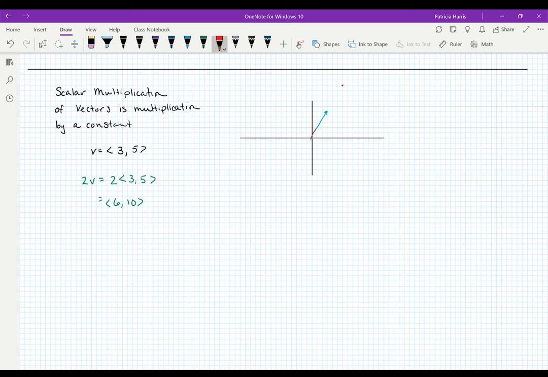what happened to our vector, do you think? What was the effect? Ask yourself what changed, what stayed the same. Well, it looks like our x and y got multiplied by 2.